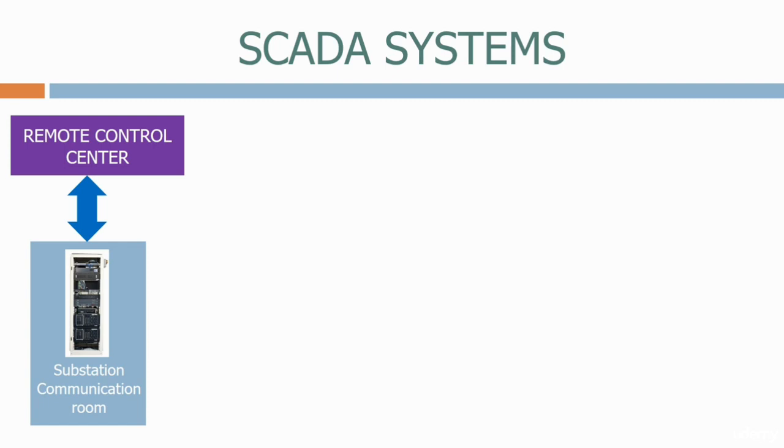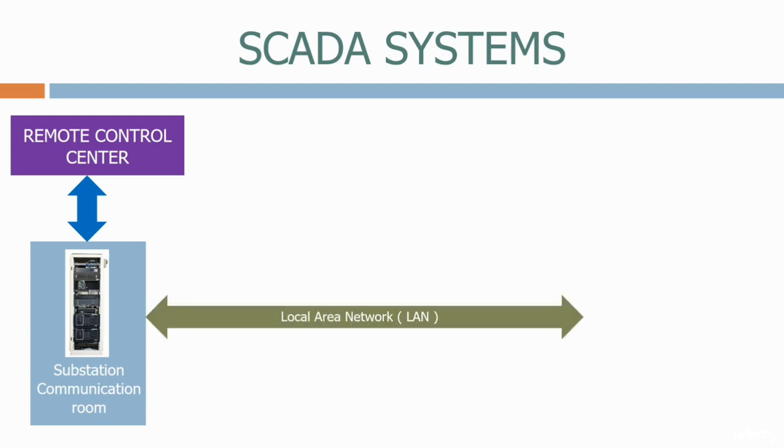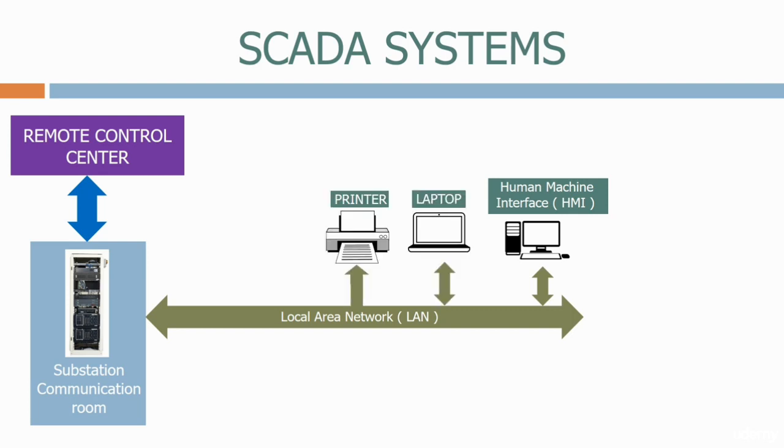Connecting to the communication room, we have a local area network, or LAN. This connects all the computer systems together inside the substation. To the LAN, we connect many devices, including the Human-Machine Interface, or HMI. This is the PC or laptop that is used by the substation operators to control the equipment and monitor the alarms and systems. We then have additional equipment, such as laptops and printers.